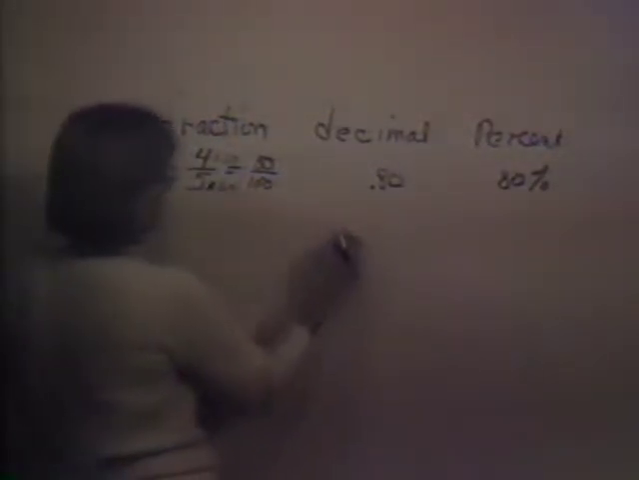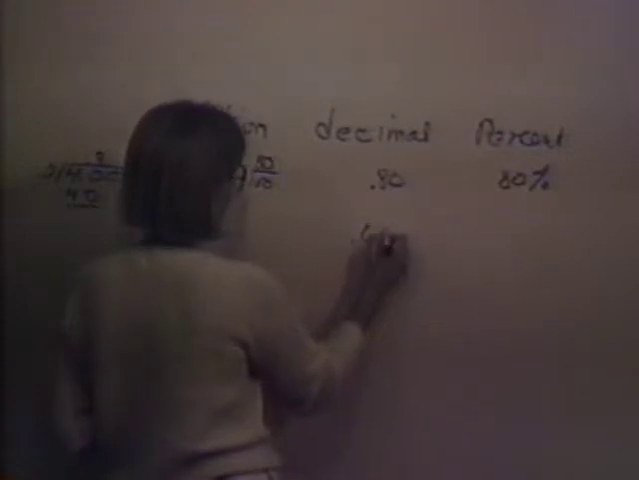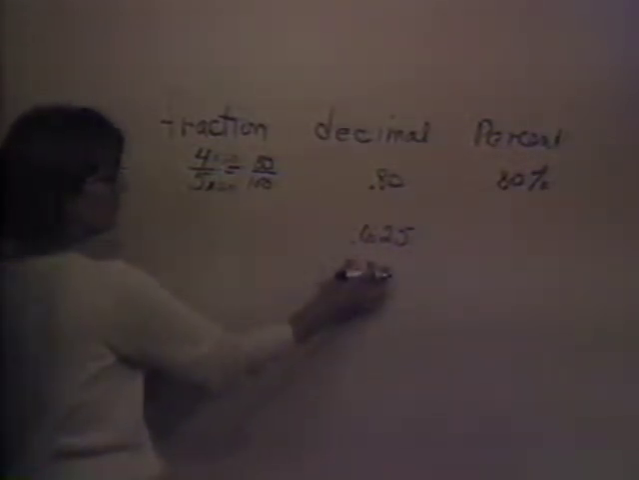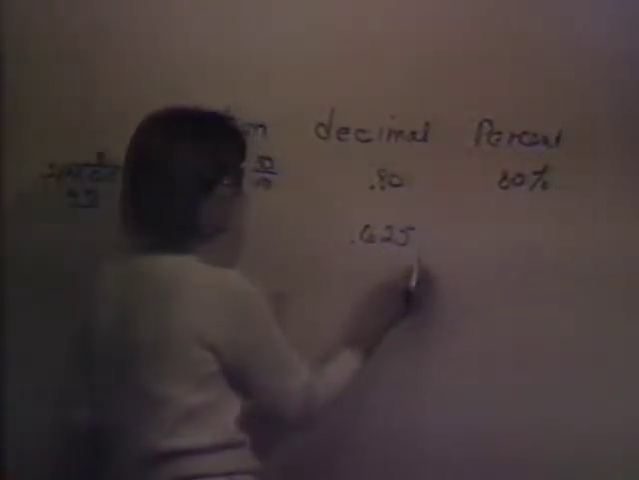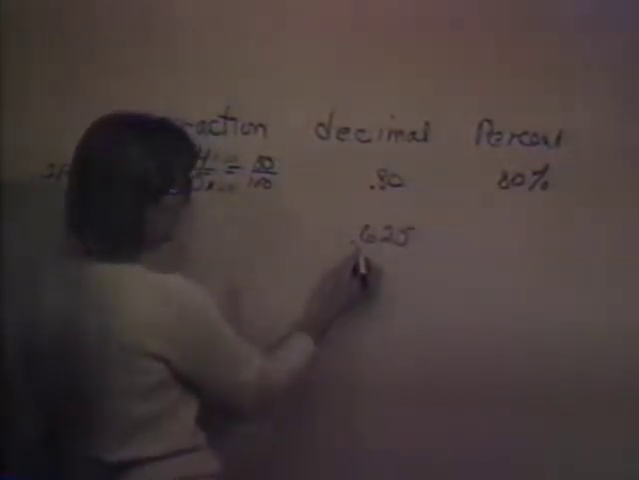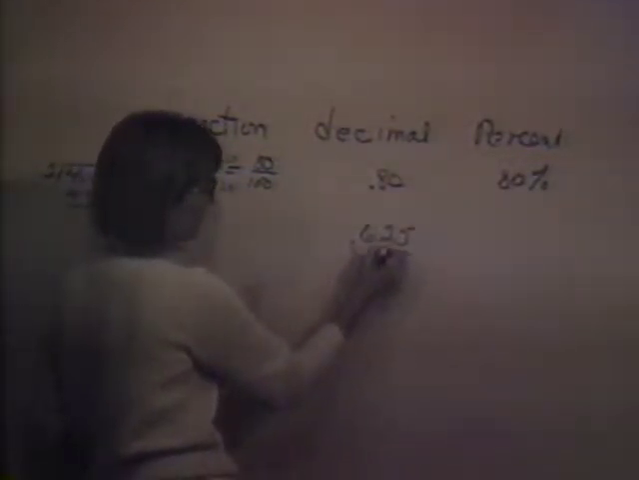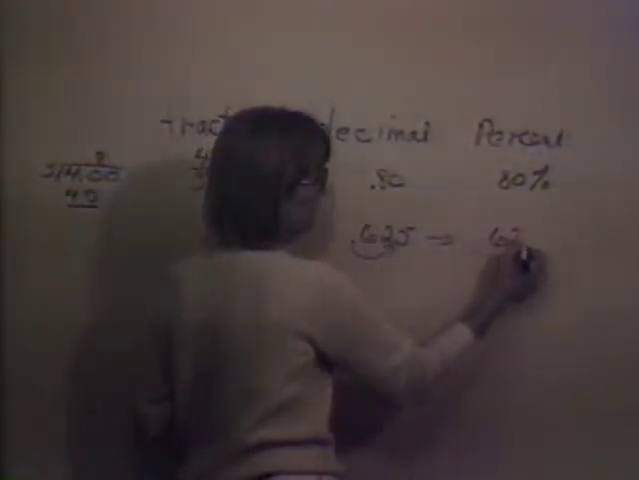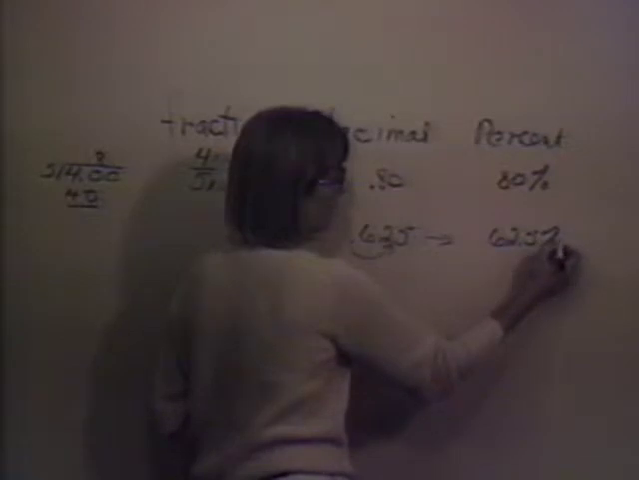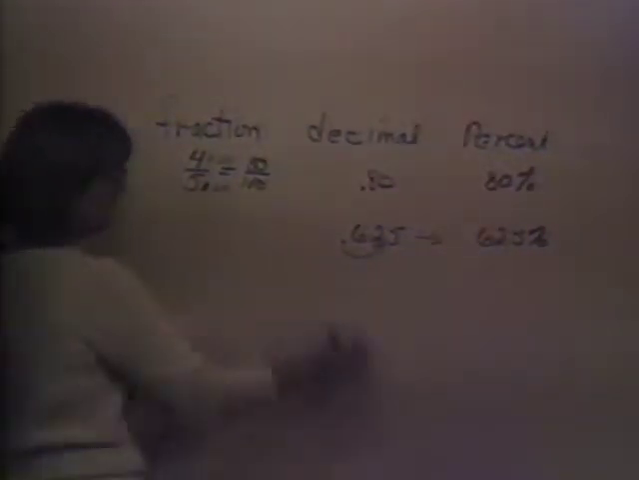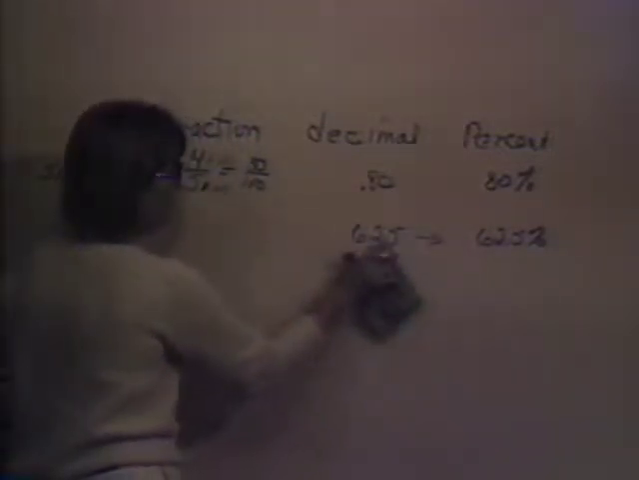Okay, let's change a decimal, say if we have 0.625. How do you change a decimal to a fraction or a percent? Well, if you have your decimal, it's easy to change to a percent. All you have to do, if you remember up here, is move your decimal point 2 places to the right. So if we move our decimal 2 places over, it gives us our percent of 62.5%. All we have to do is move the decimal point 2 places. Now, that's the easy part.